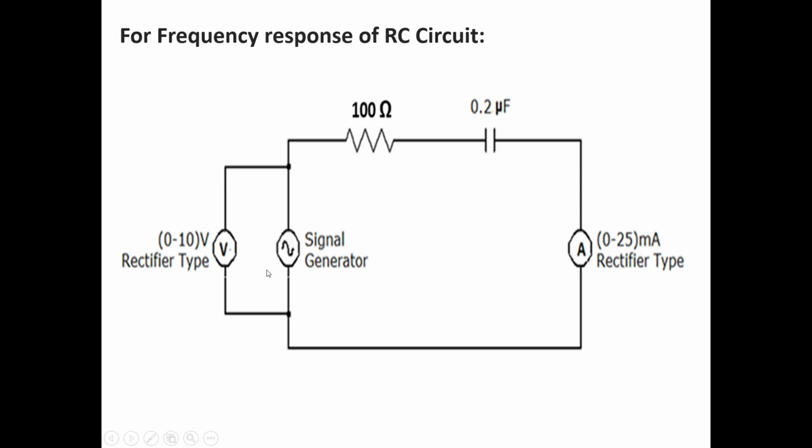So the voltage of the signal generator is measured by a rectifier type voltmeter of range 0 to 10 volts, and the output current flowing in this circuit is measured by this ammeter of range 0 to 25 milliamperes, which is rectifier type. You can pause the video and copy down this circuit in your notes. So these two are the hardware experiment circuits.